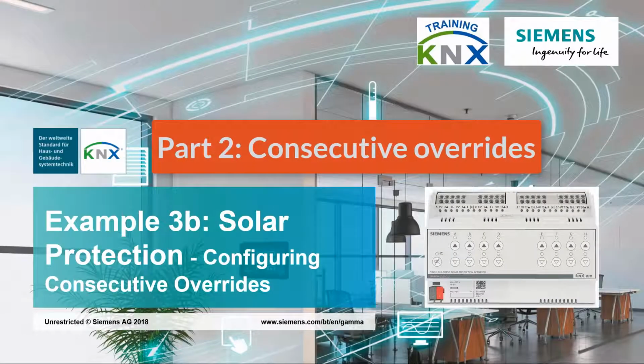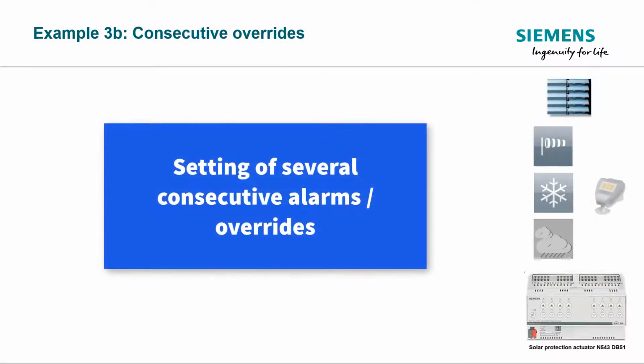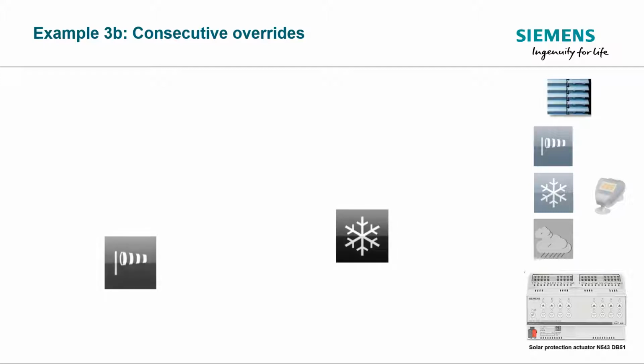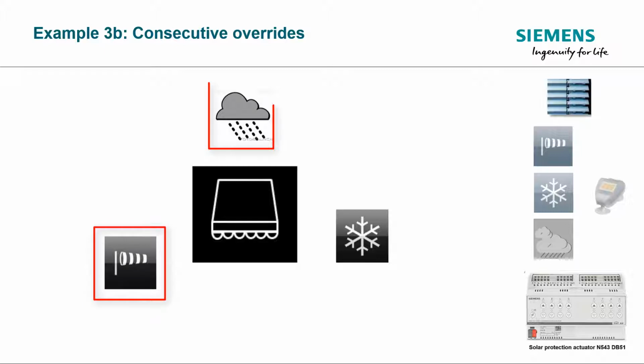Consecutive overrides. Now we come to setting several consecutive alarms. Depending on the application, it may be necessary to define several alarm cases for the safety of a piece of operating equipment as described above, all of which must act independently of each other. In the case of an awning, for example, not only wind, but also moisture must be avoided under all circumstances. And temperature, in conjunction with moisture, can also play a role.